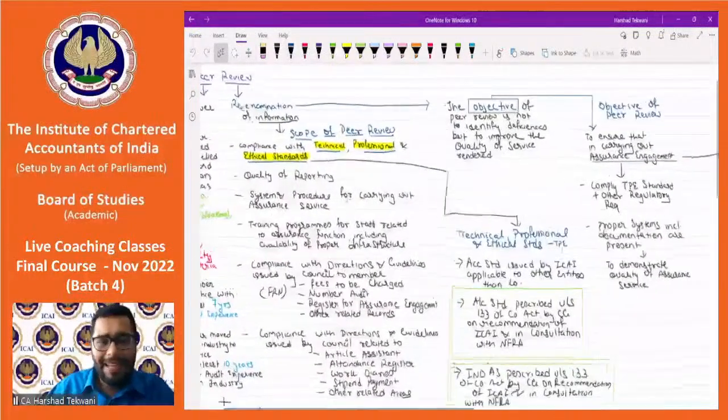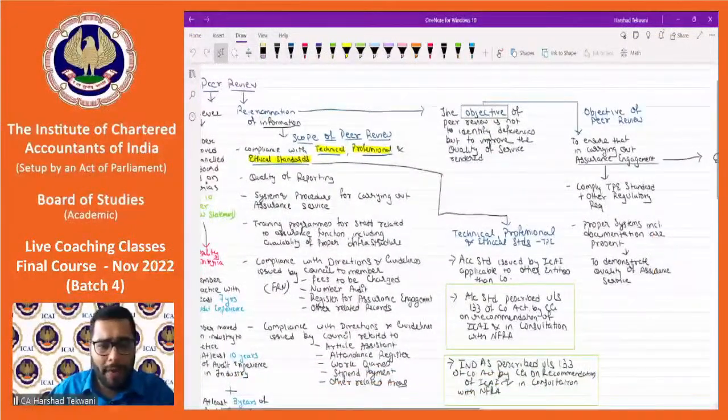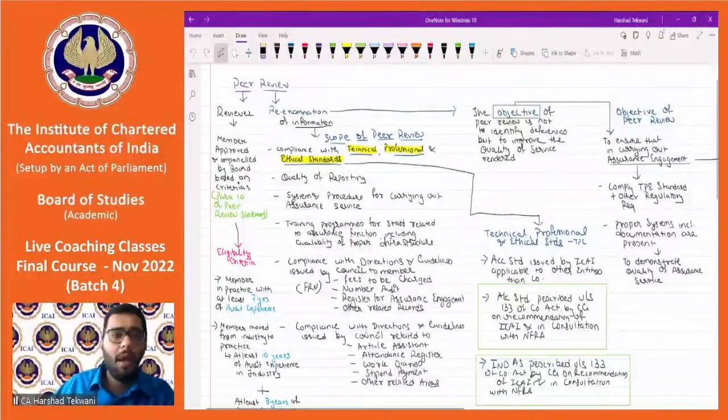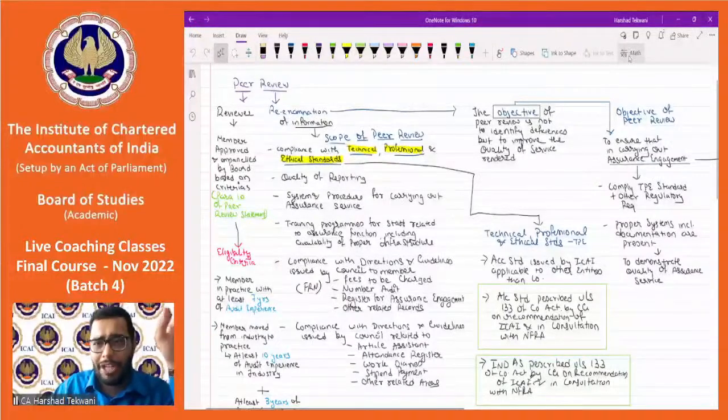So till now we discussed what? Just to provide a recap. What is peer review? Means the reviewer, re-examination. We understood the objective of the re-examination. We understood the scope of peer review, like what information is covered.